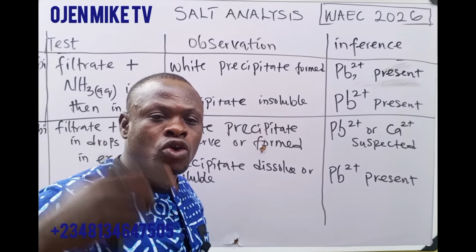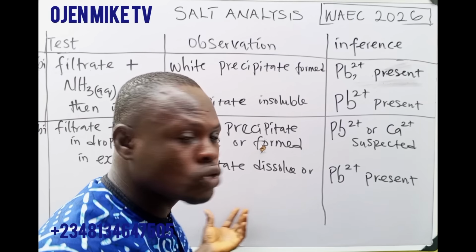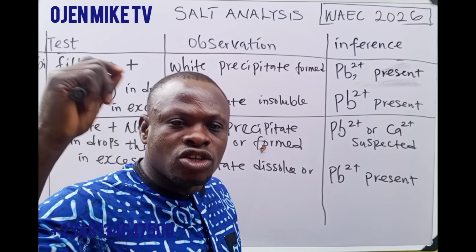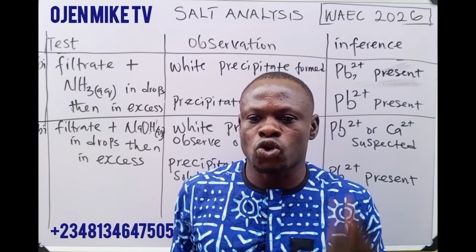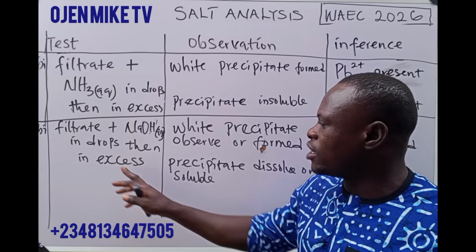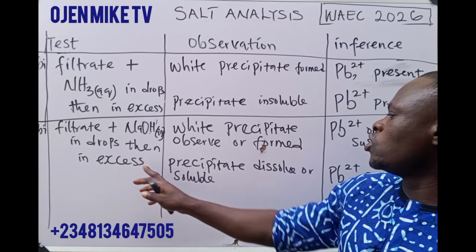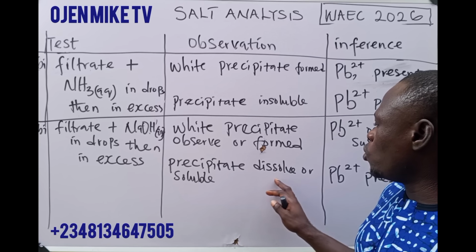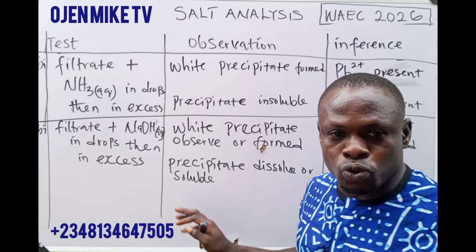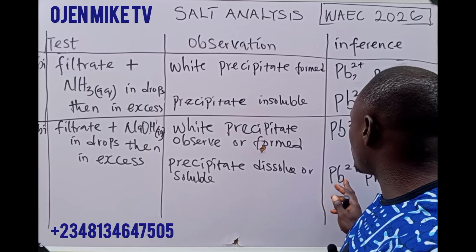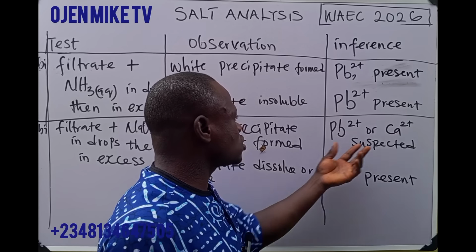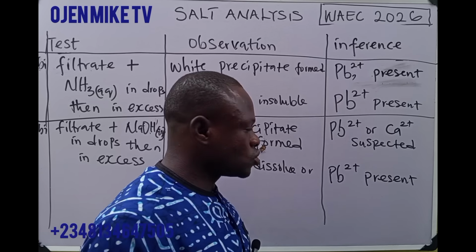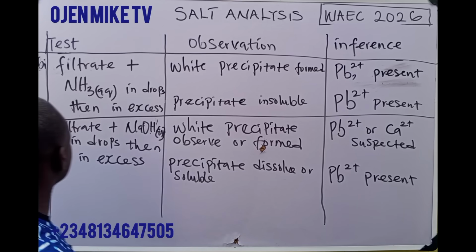You test it with what? Using potassium iodide, you are going to see a bright yellow precipitate being formed. Do you understand? In excess of this sodium hydroxide, what you are going to see is the precipitate will dissolve, or will be soluble. So it confirms that lead(II) ion is present. Of course, calcium ion will not dissolve. Now let's proceed.